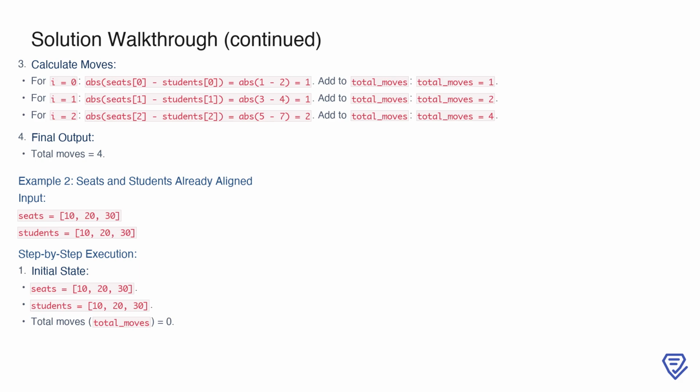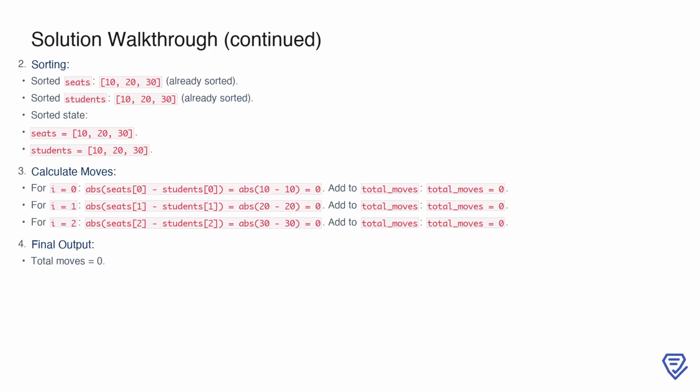Thus, the total moves required for this example is 4. Moving to another scenario, suppose the seats and students are already aligned, as shown in example 2. Here, the input is seats equals 10, 20, 30, and students equals 10, 20, 30. In this case, we begin with the initial state where seats equals 10, 20, 30, and students equals 10, 20, 30. The total moves are initialized to 0.